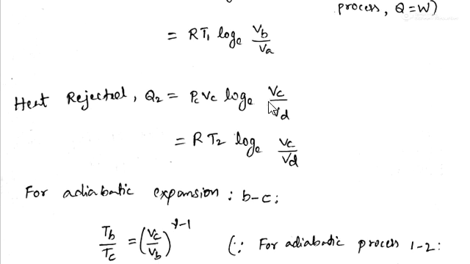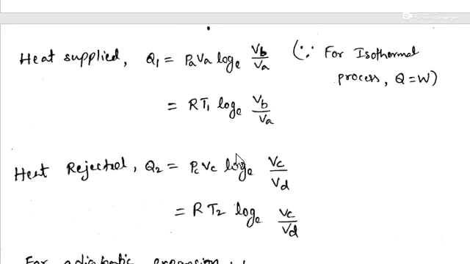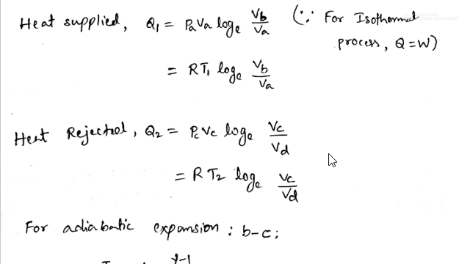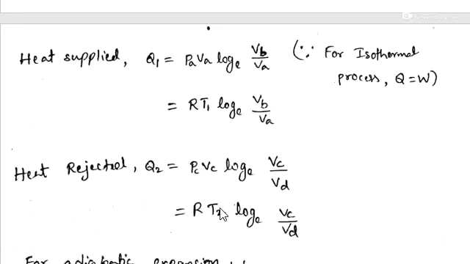In the same way, heat is rejected in this isothermal compression process, that is C to D. If you write the heat rejected, or work done, for the process C to D, it is P_C V_C log_e (V_C by V_D). The temperature at C and D is the same, that is T2, so you can write R T2 log_e (V_C by V_D).